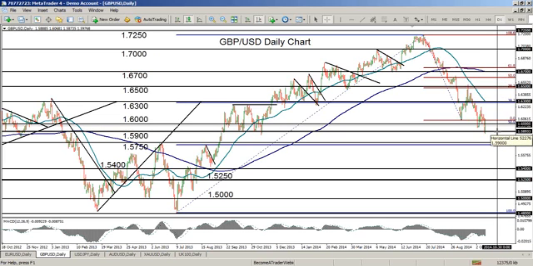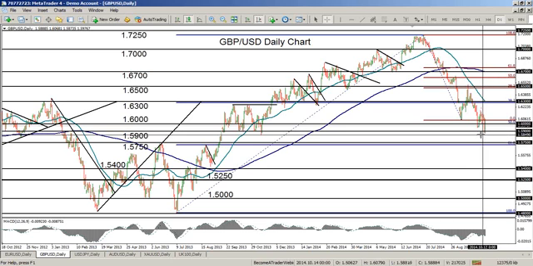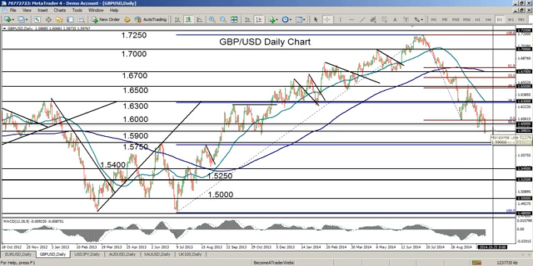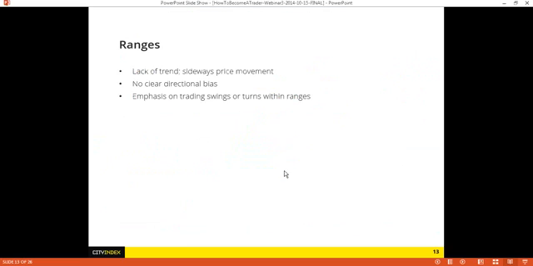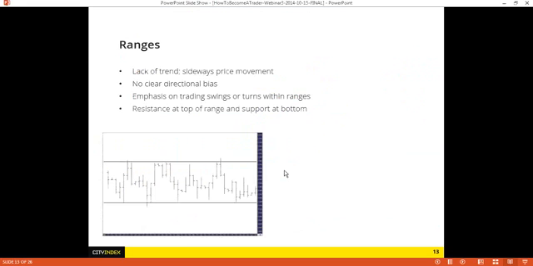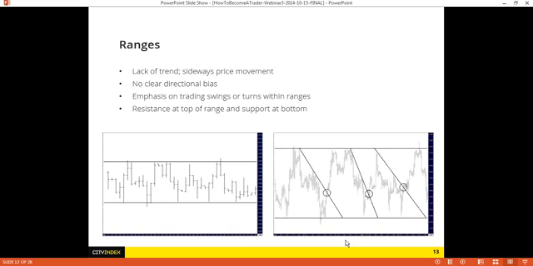I just am not a counter trend trader. That's not to say trading against the trend is a bad thing. A lot of people do it, but I am not a counter trend trader. I don't like to trade against the momentum of the current market. So at this point, again, I'm not going to go long on pound dollar. I'll either stay out of any trade or I'm going to go short. So resistance at the top of a range and support at the bottom. This is what a range looks like.